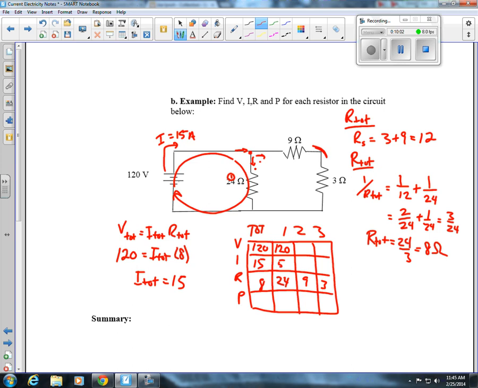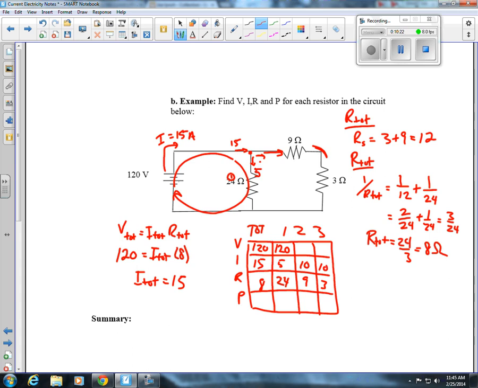So now I know I had 15 coming in here, 5 go this way. How much has to go the other way? By the junction rule, those two outs have to add up to 15, so this has to be 10. Now if I have 10 going into the 9, 10 has to come out of the 9 and go into the 3, so this is also going to be 10.